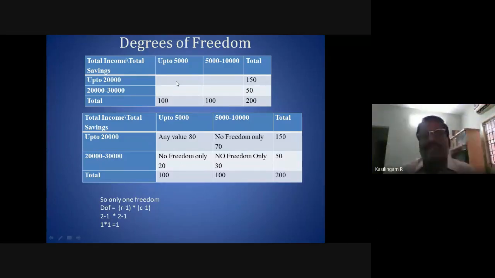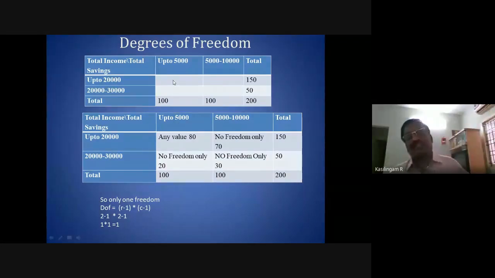Freedom. I have a freedom. Now, let us assume that I put 80. I have a freedom. I can put 60, 65, 70, anything. But I put 80. That's the cell. I have freedom, okay, I put 80. Now, any value can come, but I put 80.